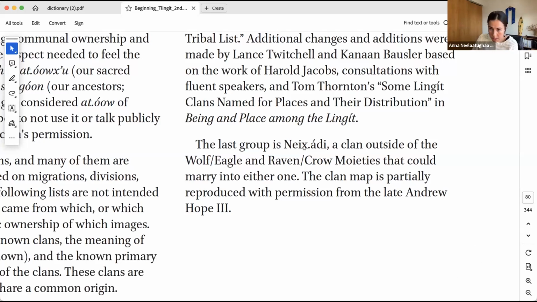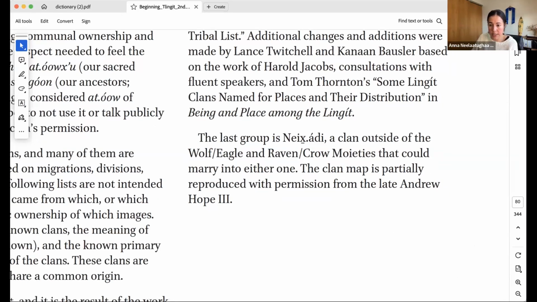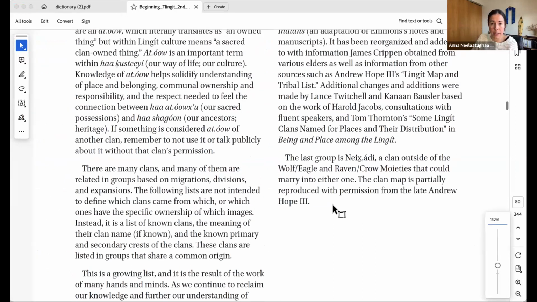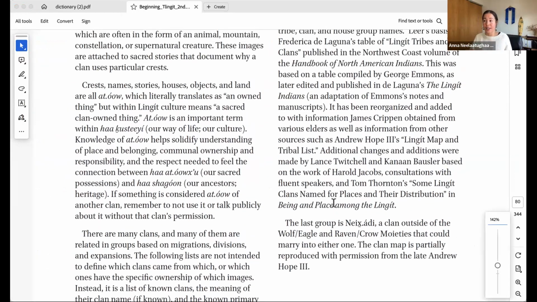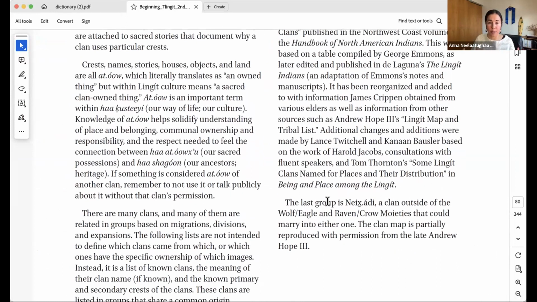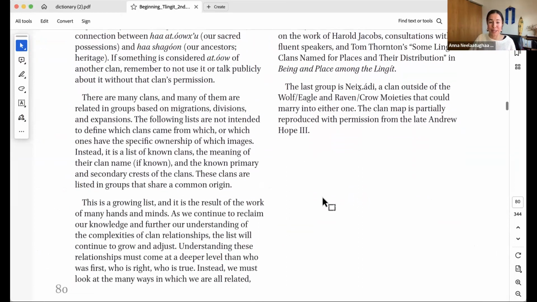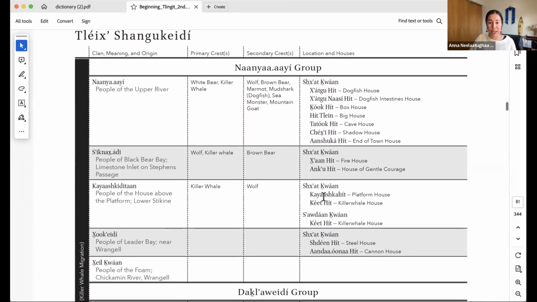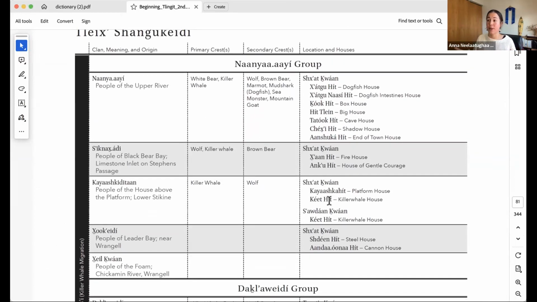Okay, that was a lot, but I wanted you to see how much work went into compiling this list, and also that even Lance, when he writes it, acknowledges it's not a complete list. It's not meant to make anyone right or wrong, but it's a resource for us as we learn clan names, the places they're from, their crests, and houses within those clans. So is everybody good? Are there any questions or comments before we scroll through?